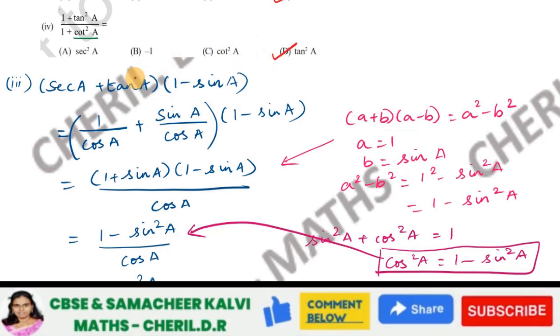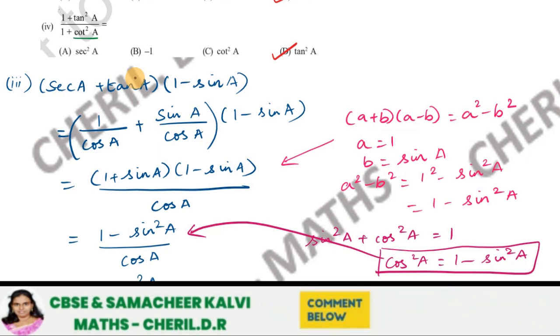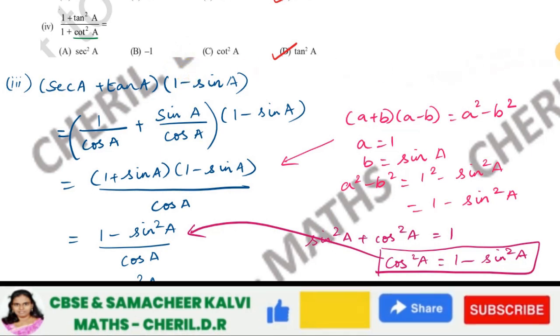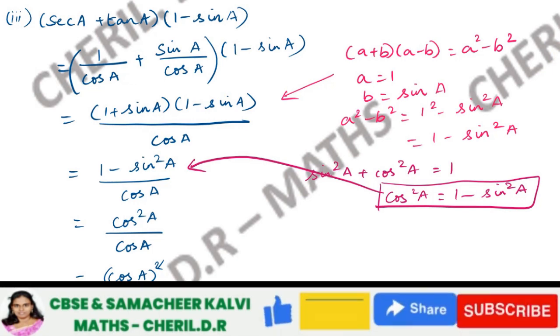So this can also be asked in the normal questions where they may ask you to prove that this is equal to tan square A or something like that. So in that case, you should be able to check which parameter to change or which trigonometric ratio to change and then do it accordingly.